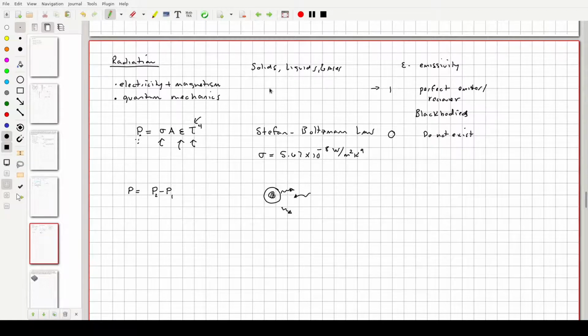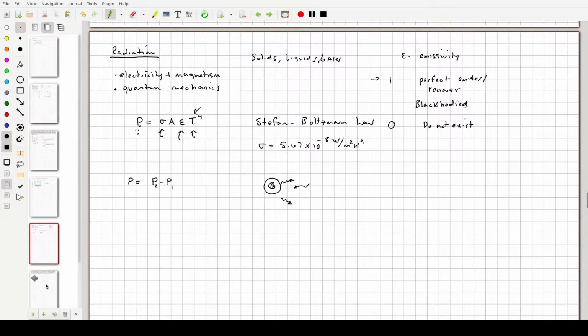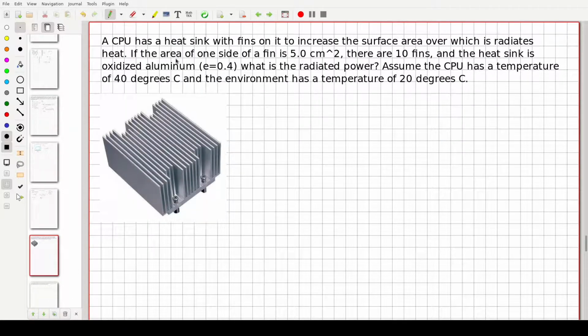Now, as an example of this law, in this example right here, we have a CPU, which is the brains, if you want to think of it, of a computer. And CPUs actually generate a lot of heat whenever they run because they're filled with electrical circuitry that has what's called resistance to it. It generates a lot of thermal energy. We'll actually be talking about that as we go further through the course.